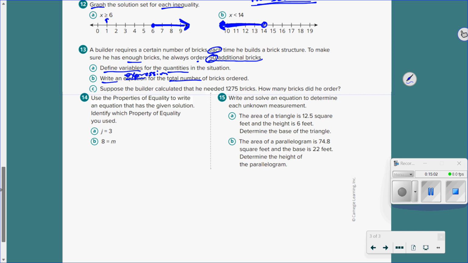Now I can actually solve it. So if he did 1275, and I'm going to add 50 to his order, that means he's going to order 1,325 bricks.